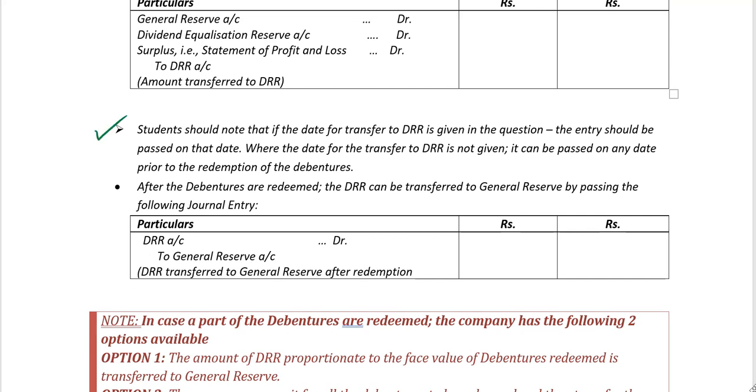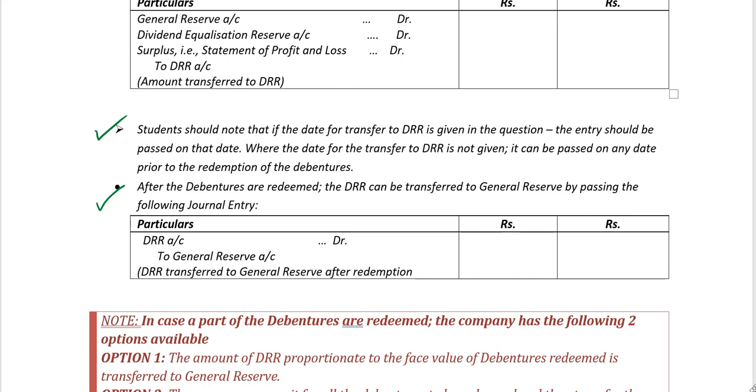Students should note that if the date for the transfer to DRR is given in the question, the entry should be passed on that given date, and where the date for the transfer to DRR is not given in the question, it can be passed on any date but prior to the redemption of the debentures.